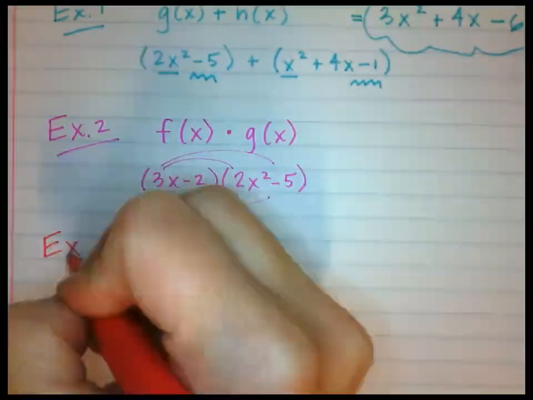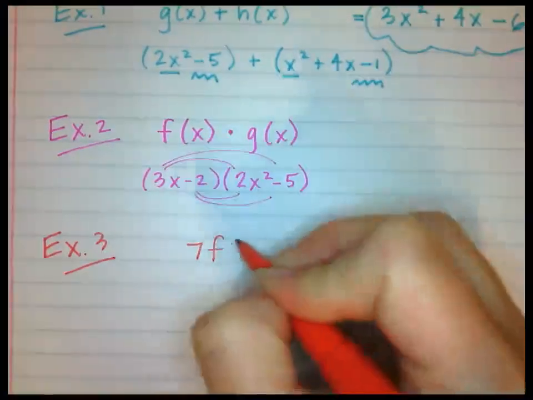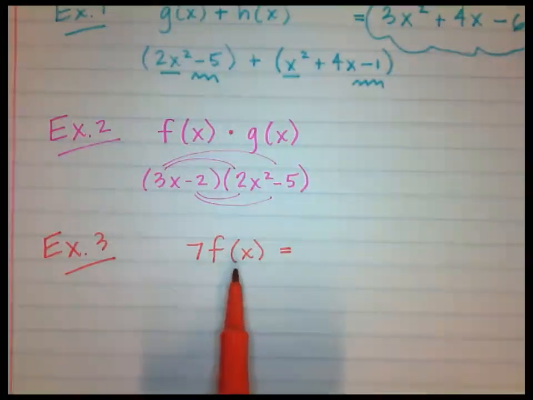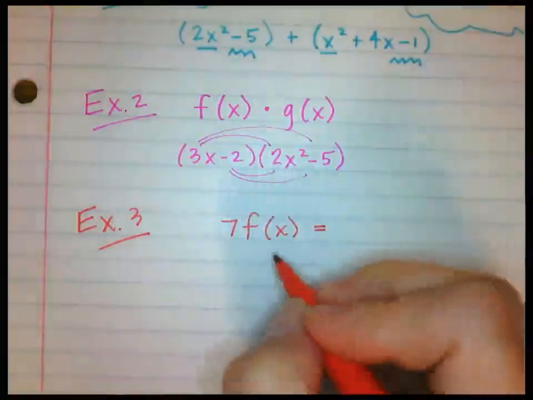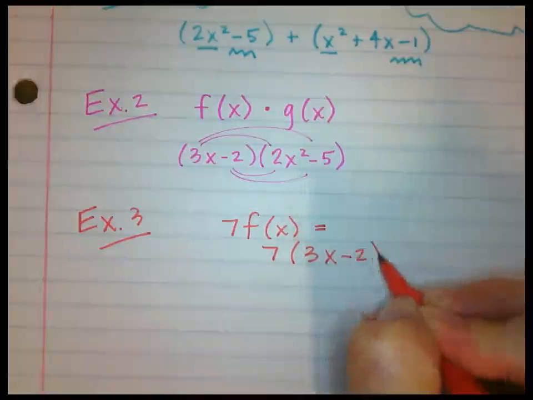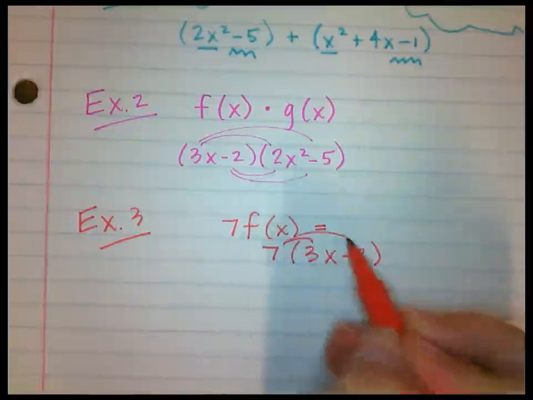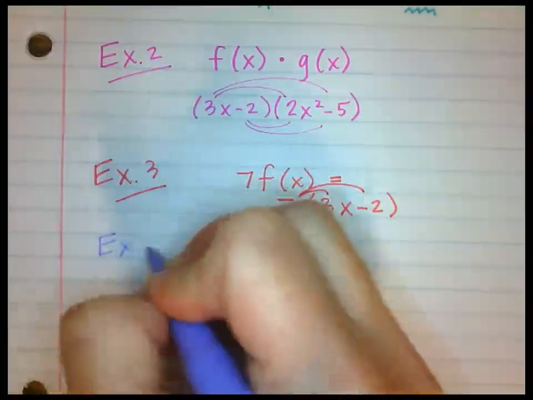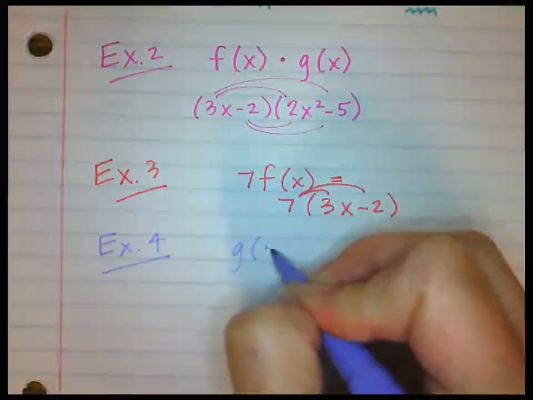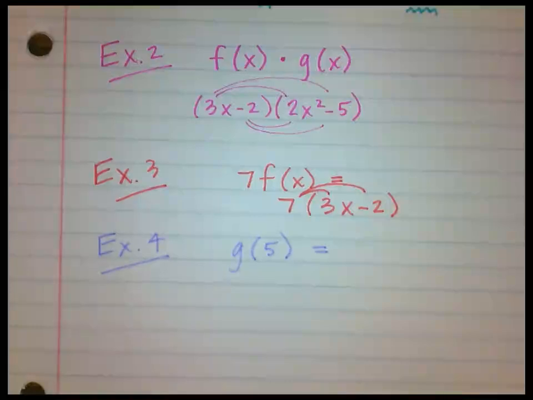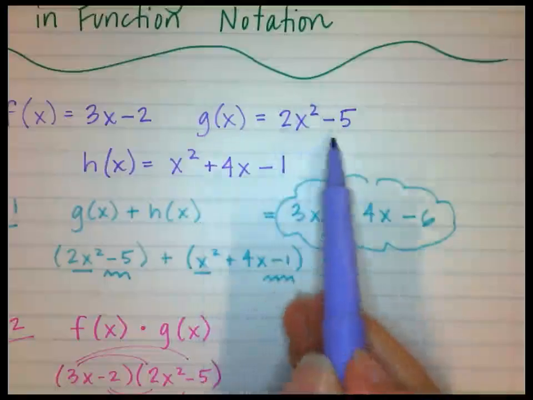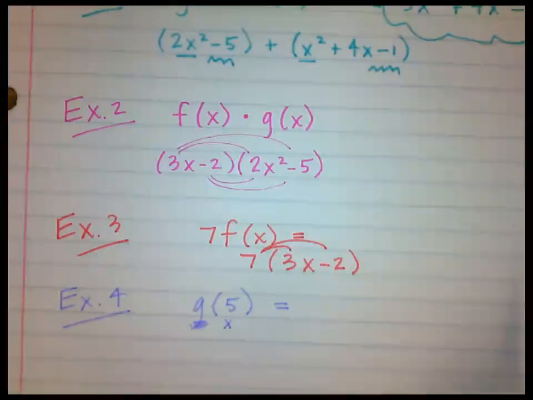All right. For example 3, if we had something like this, this is telling me to multiply 7 to f of x. So since f of x is 3x minus 2, this is going to mean that we want to do 7 times 3x minus 2. And then from here, we would distribute to get our answer. Let's say that we had g of 5. So we learned with function notation that this means that we are going to use the function that has been labeled g, which is 2x squared minus 5, and we're going to fill in x with a 5. So we need to fill in 5, and then we'll work that one out.